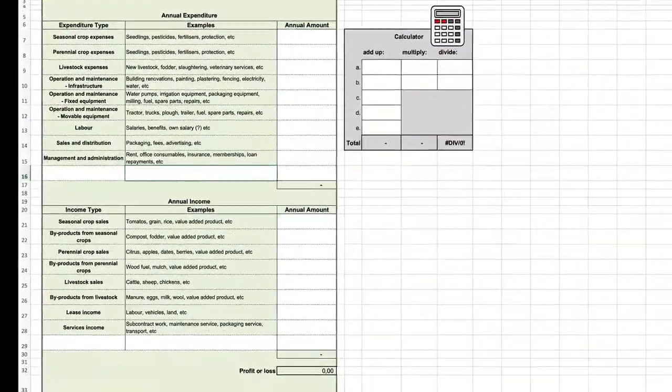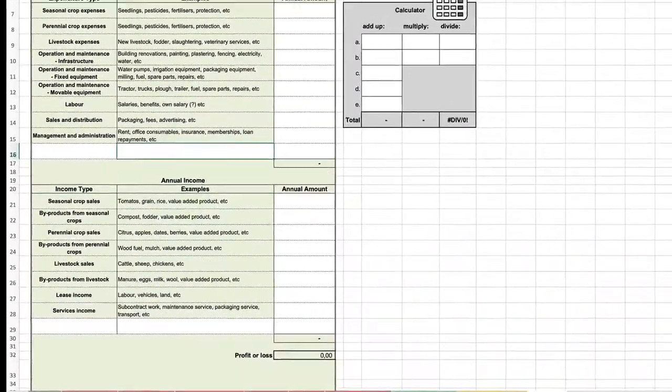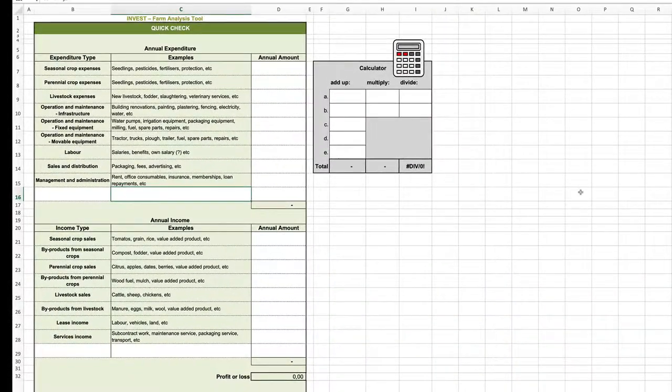The quick check sheet gives you a first and quick overview of your farm expenditure and income. If you are in doubt about the farm's profitability, it is the sheet to do first as a rough calculation before you enter into the process with all the other sheets.